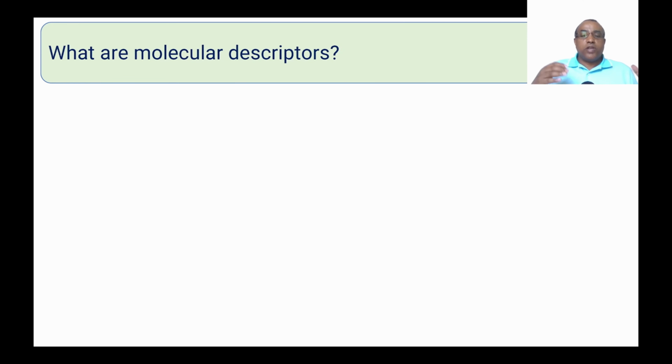First, what are molecular descriptors? In simple terms, molecular descriptors are numerical representation of molecules. We just represent molecules with numbers. The question is, why do you need that? Why do you need numbers? The reason is that computers are good at numbers. So we need to have some numerical representation of molecules to do calculation using computers.